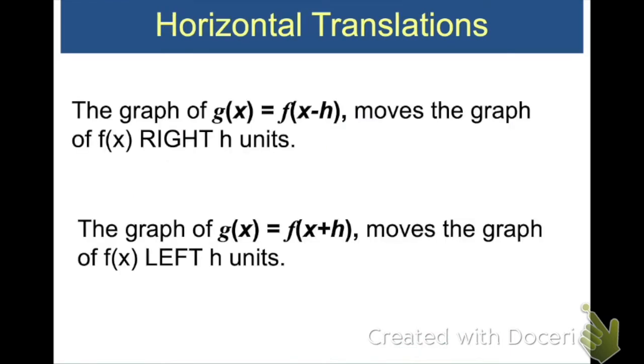Next, we have horizontal translations. Now make sure that you write this really clearly in your notes because it's a little counterintuitive. So if we have f of x minus h, so if we have x minus h in our function, then what that does is it moves our graph to the right h units. You probably would have assumed that it would be to the left since it's a minus h, but it's backwards. It's counter to what you probably would assume. Likewise, if we have x plus h in our function, then we're moving our graph to the left h units.